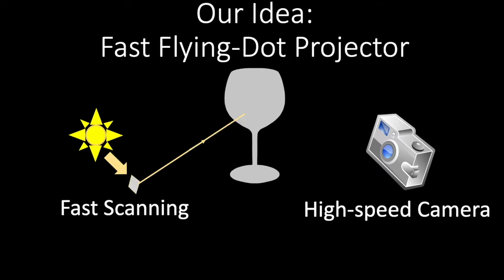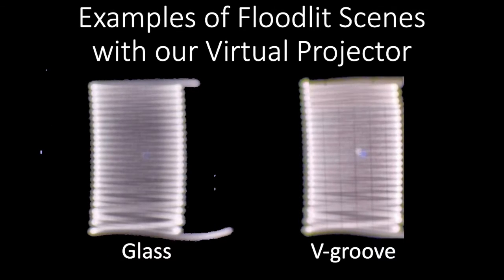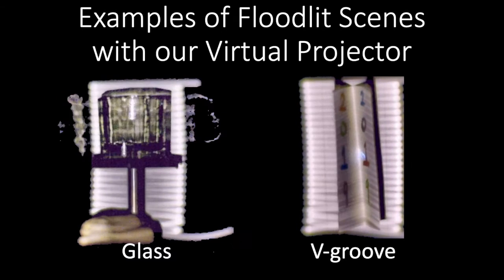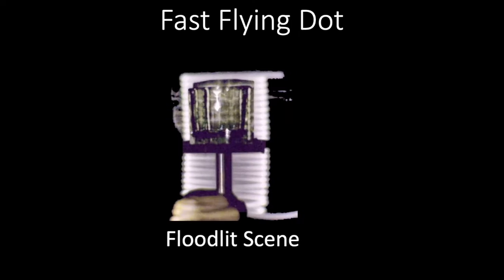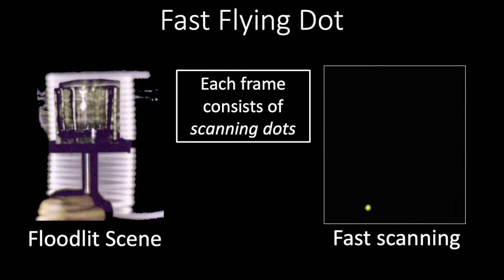The MEMS mirror allows for fast scanning of a single light dot over the scene. One application is to integrate all these dot images together to render a virtual floodlit projection of the scene. Here we show two scenes floodlit with our virtual projector. Each image captured by our system consists of many flying dots obtained by fast MEMS scanning. This allows for fast capture of the light transport matrix at video rates.